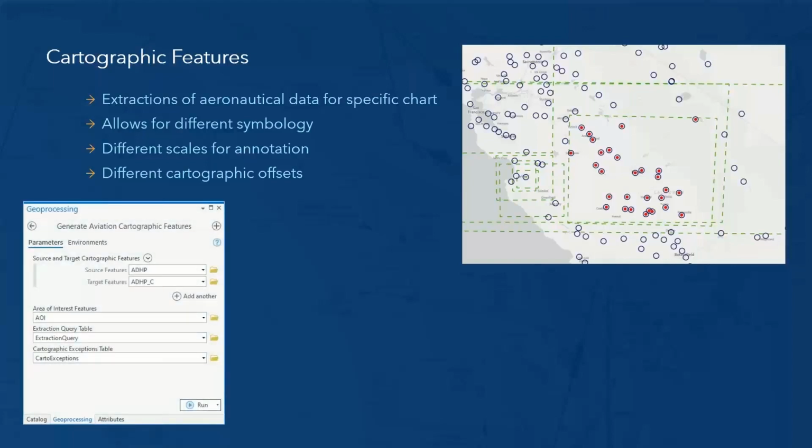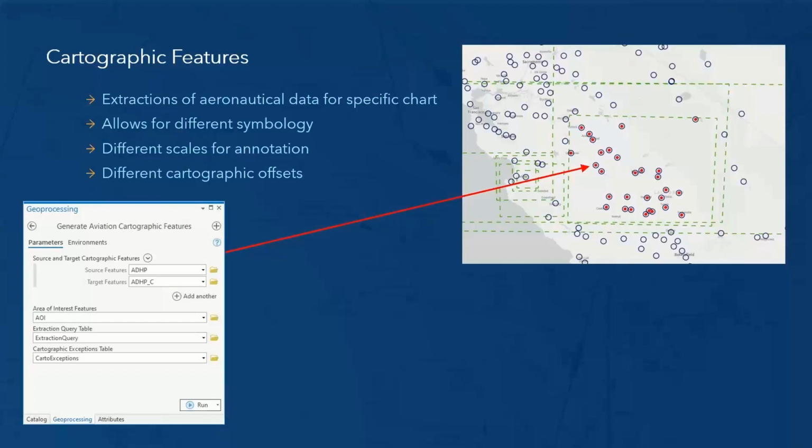So again, this is a geoprocessing tool. When we run this, it will look at the area of interest, those are the chart extents, and create a copy of the feature. In this case, we're going to take a look at airports. So for every feature that falls within that extent, it's going to create a copy of that feature. Those are the red dots that you see in the graphic there.